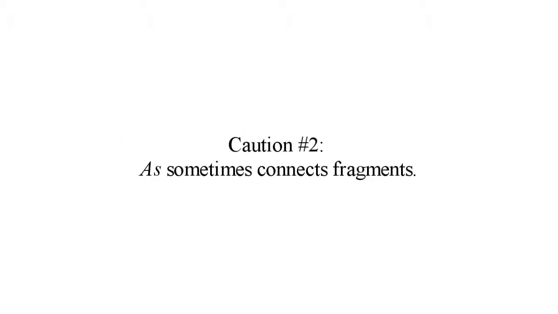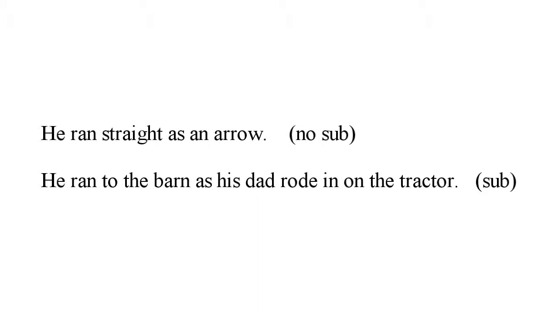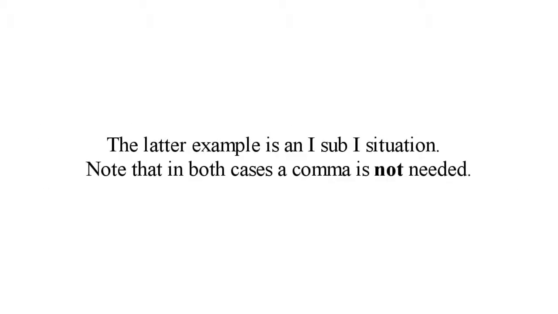Caution number 2: as sometimes connects fragments. He ran straight as an arrow. It's not a subordinator there. He ran to the barn as his dad rode in on the tractor. It is a subordinator there. No matter, no punctuation either one. The latter example is an I sub I situation. Note that in both cases a comma is not needed.